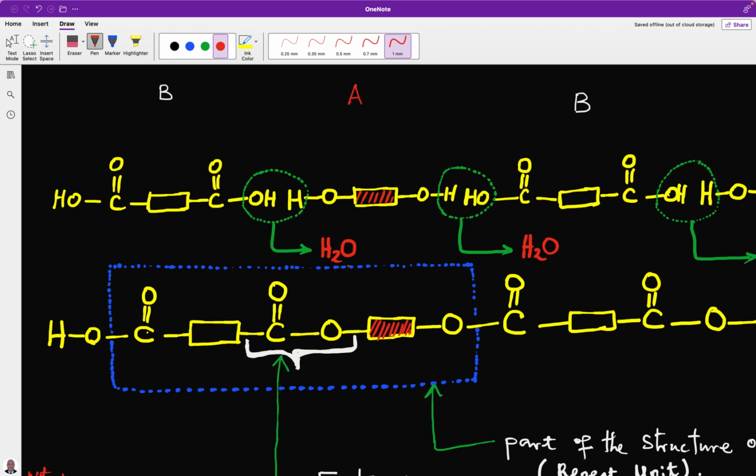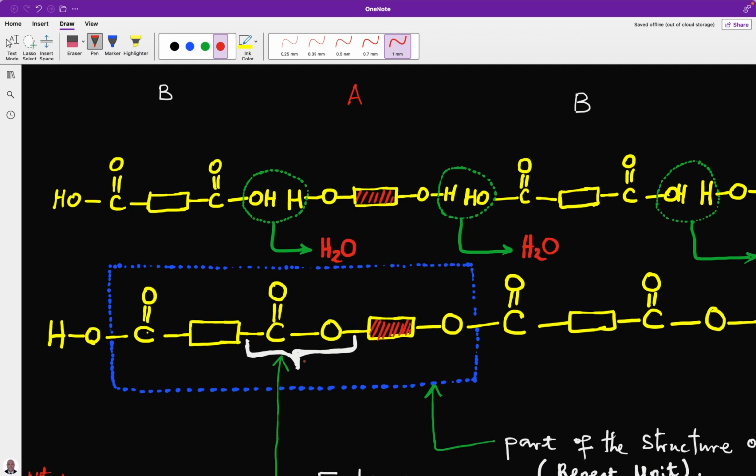It is being eliminated. Then a bond is formed between the C double bond O and the oxygen. This is the bond here, between the C double bond O and the oxygen. And this bond is what we call the ester linkage.